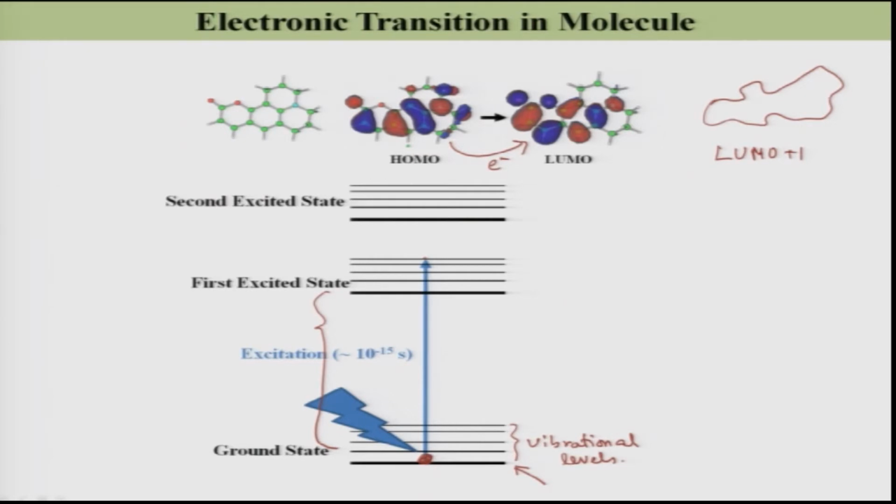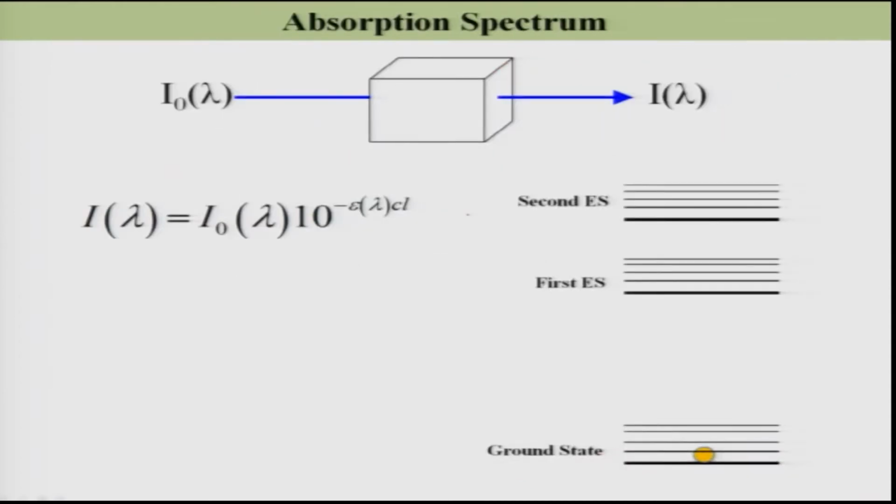Now, if you put this electron from HOMO to LUMO+1, it is also possible. That means you are going to excite this particular system from here to this electronic state. So, this is about the electronic transition in the molecule. Now, I want to show you how we are going to measure the absorption spectra of a molecule.